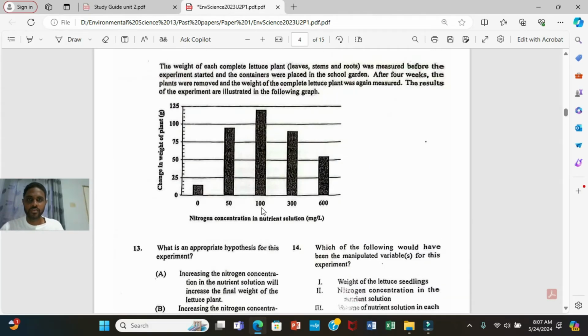If the soil nutrient gets acidic, what will happen? The plants won't be able to take up the nutrients. Different plants have different soil pH at which they take up nutrients. So if the soil pH is not right, the plants won't take up nutrients. So that's what happened here.